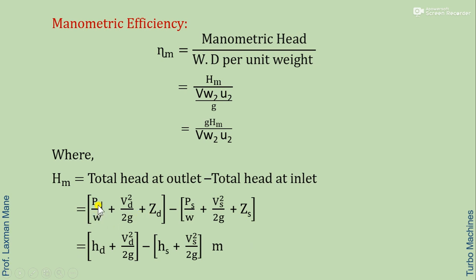Here, if we take the summation of Pd by w plus Zd, then it is what? It is the static delivery head Hd. Similarly, Ps by w plus Zs is Hs, the static suction head. So the formula can be modified in this way also for the Hm.